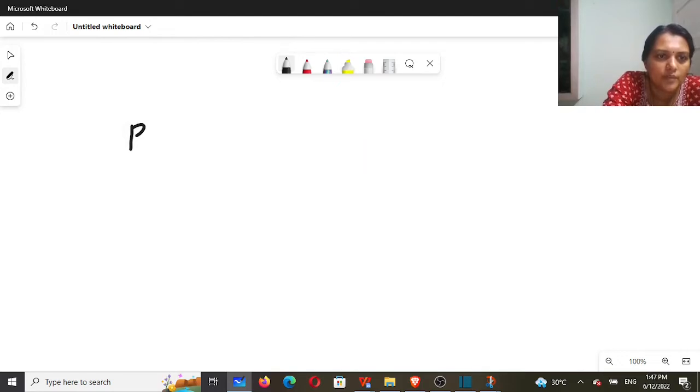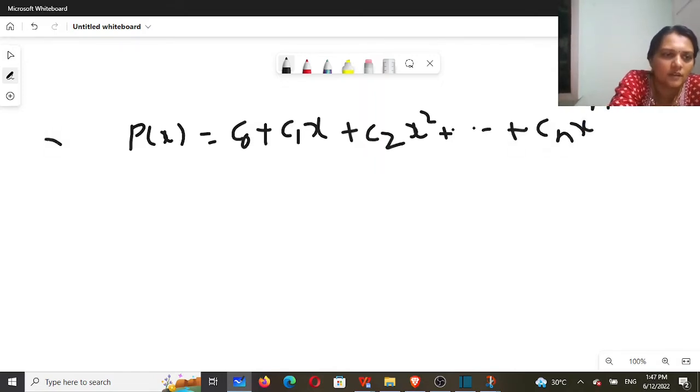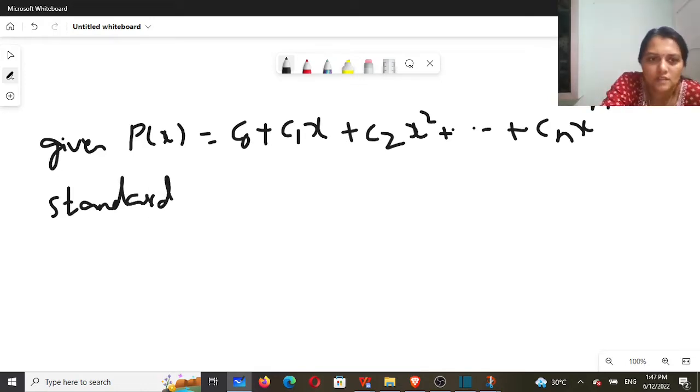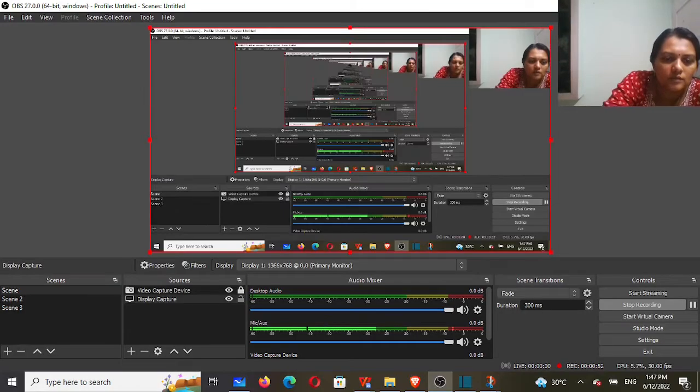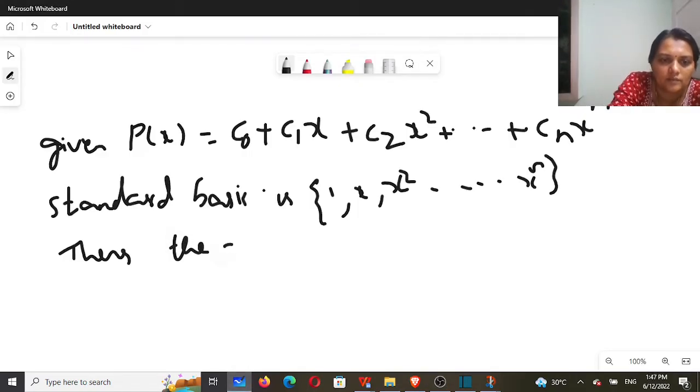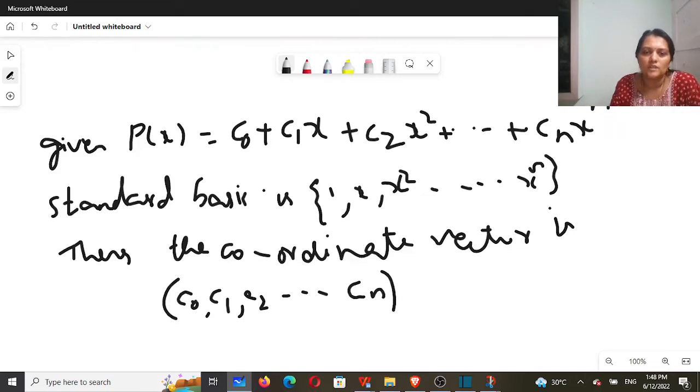x raised to n. So given p of x is equal to c0 plus c1x plus c2x square plus etc. plus cn x raised to n, and the standard basis for Pn is 1, x, x square, etc. x raised to n. Thus the coordinate vector is the coefficients c0, c1, c2, etc. cn, the coefficients of the standard basis in the given expression.